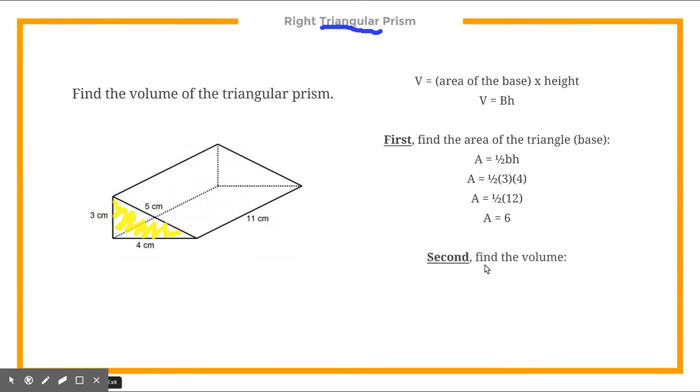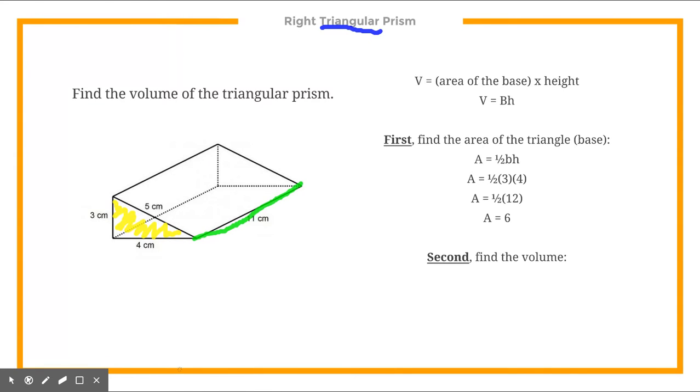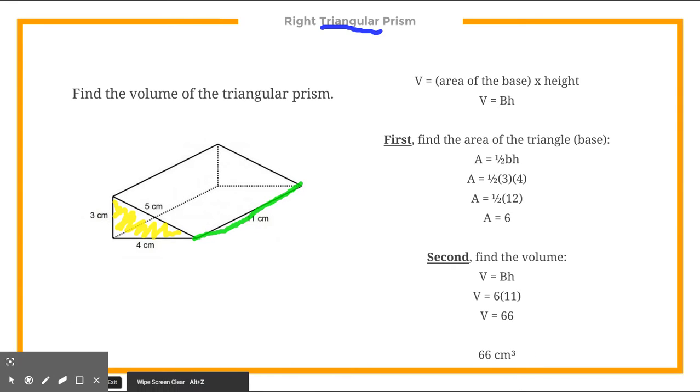Now once we've found that, we can find the volume by multiplying it by the height. Now the height is going to be right here, and so that is that distance from one end of the triangle to the other triangle. And when I multiply the base area, 6, and the height, 11, I end up with 66, which tells me that the volume of the triangular prism is going to be 66 centimeters cubed.